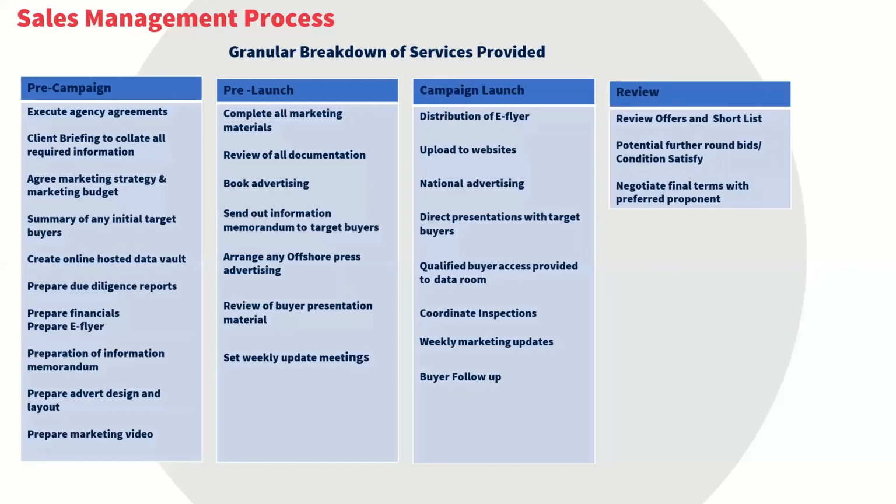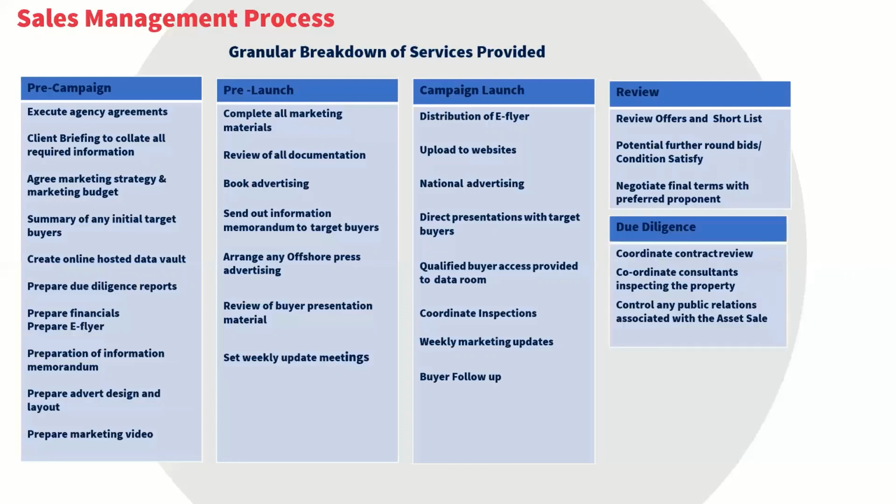Then campaign draws to a close. We take them through a review period. So explain to the client that what we're going to do is we're going to review those offers. We're going to shortlist them. And as a result of that shortlist, we'll actually work out whether or not there's potential for further round bids. Do we need to satisfy some conditions? How do we tighten up the conditions of that contract? And if that's the case, negotiate towards the final terms with whoever the preferred purchaser might be.